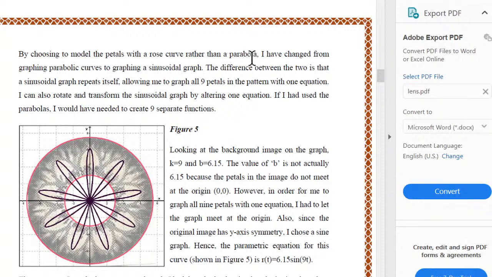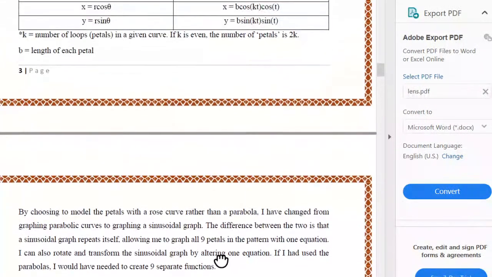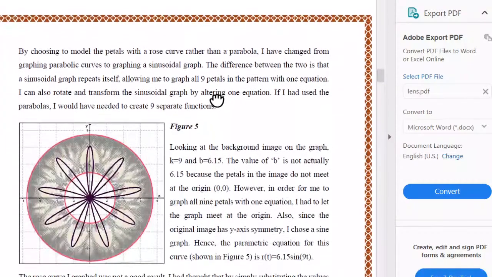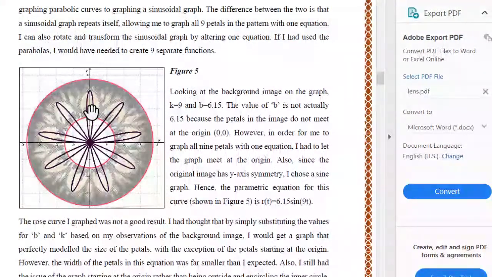I have changed from graphing parabolic curves to a sinusoidal graph. It repeats itself. Also, a problem with this is that it doesn't round, so that's a challenge they have to overcome. Okay? But they got the 9 part right. Did they say what equation they use? They'll mention it somewhere. Okay, so at least that's a start.